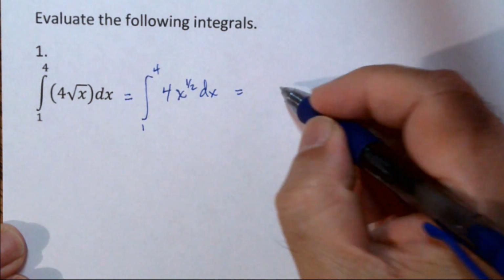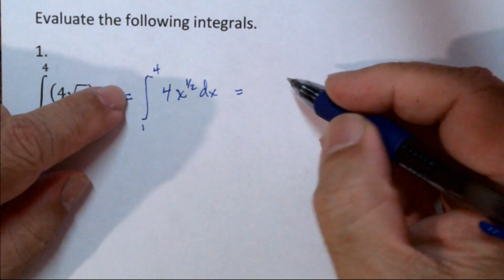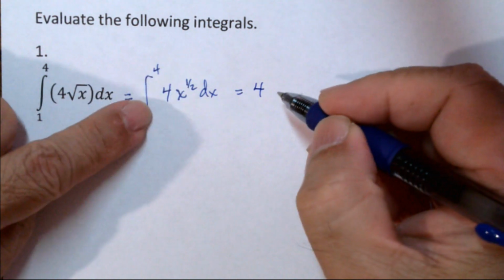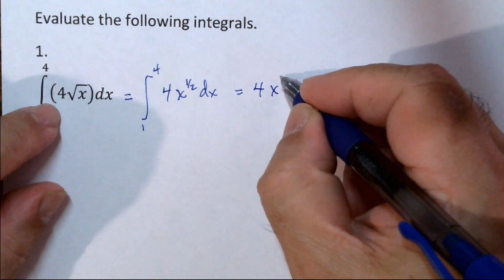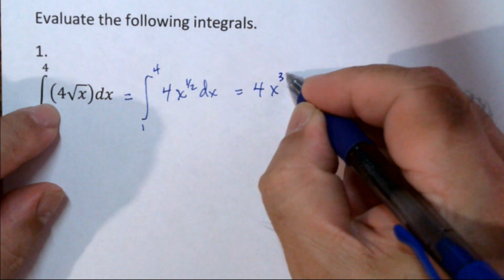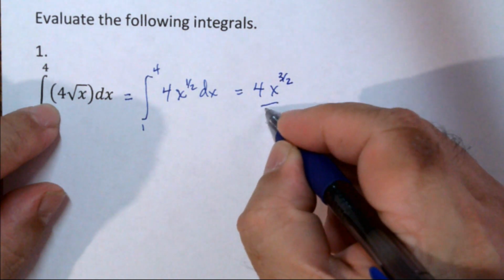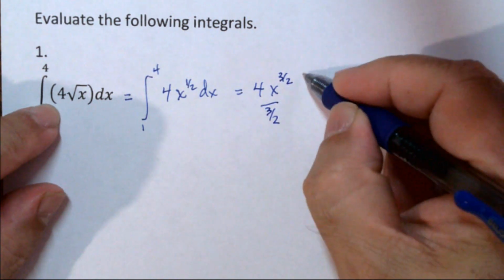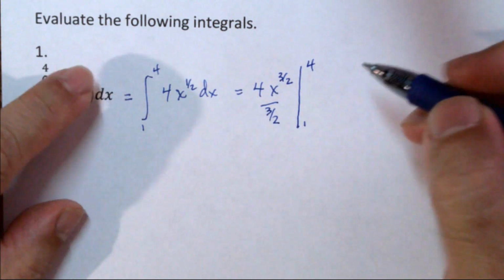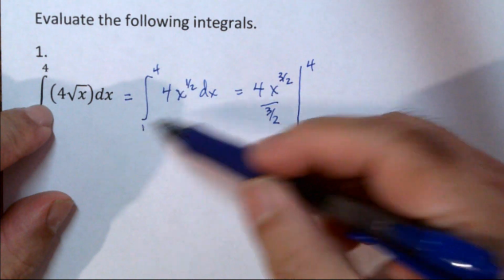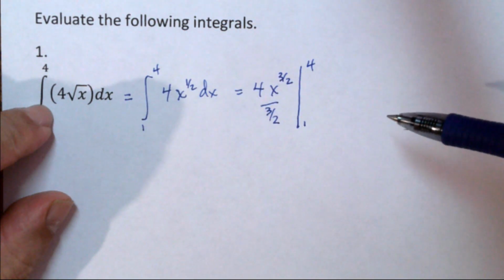So, now I'm integrating. The 4 just comes for the ride. I add 1 to the exponent of 1/2. 1/2 plus 1 is 3/2, and then I divide by 3/2. And because it's a definite integral, I'm taking it between 1 and 4. Notice I no longer have the integral symbol because I have integrated.